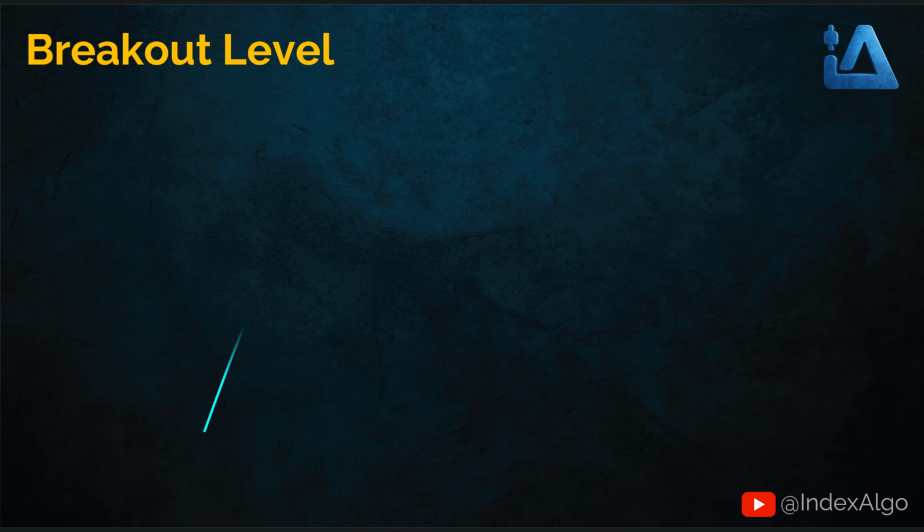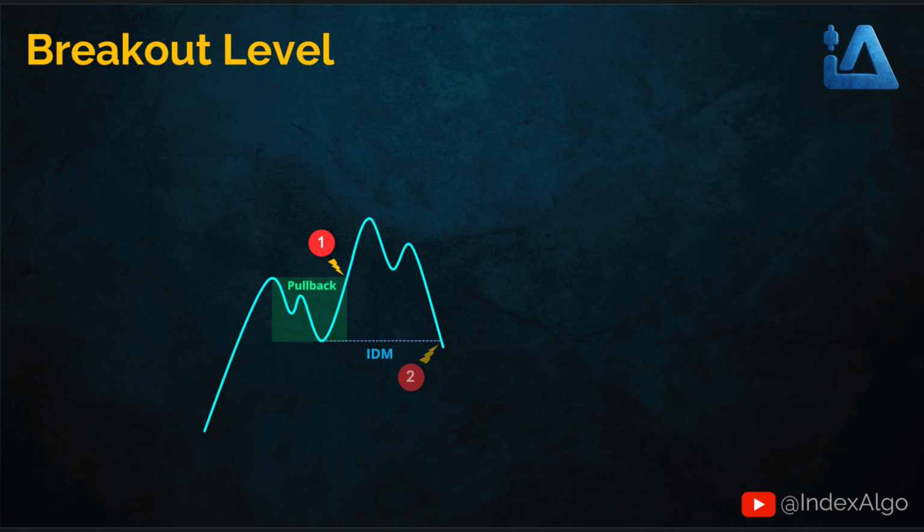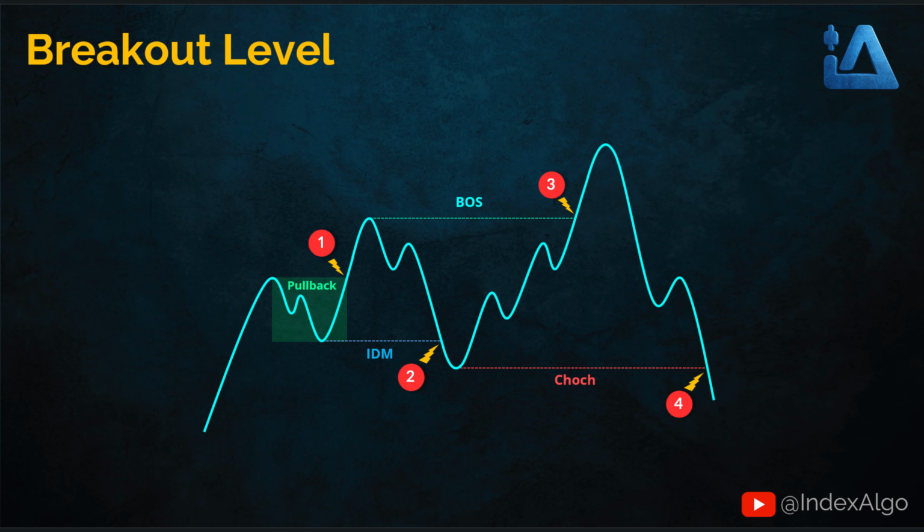Level breakout. Up to this point, while we've been talking about how market structure forms, you've heard the term breakout a few times. You've heard it in the formation of a pullback, in the breakout of the IDM level, in the breakout of the BOS level, and in the breakout of change of character. Simply put, market structure forms through level breaks.